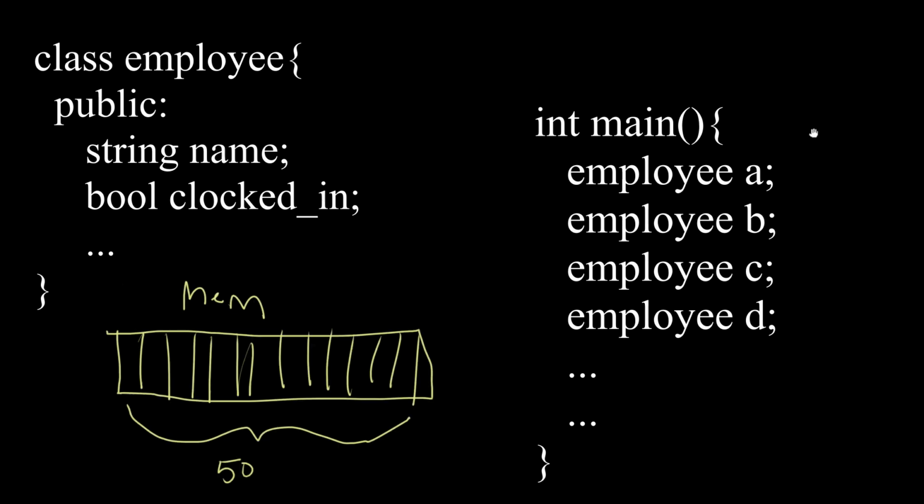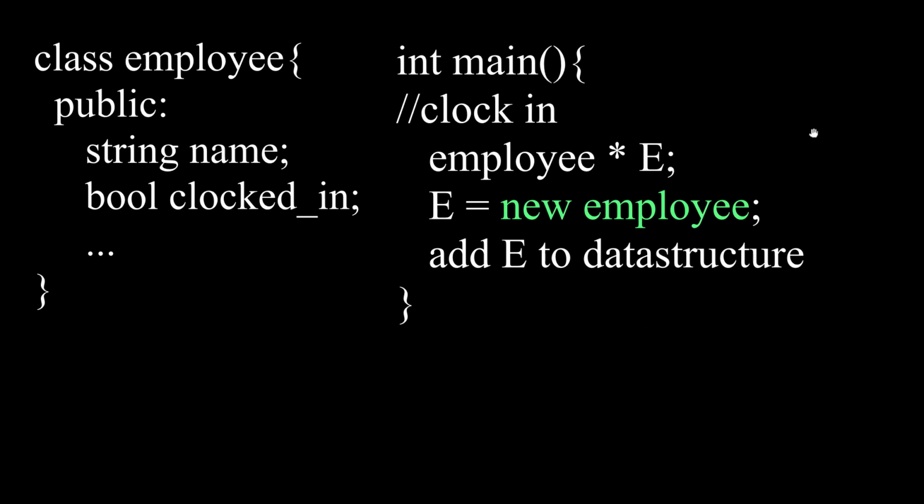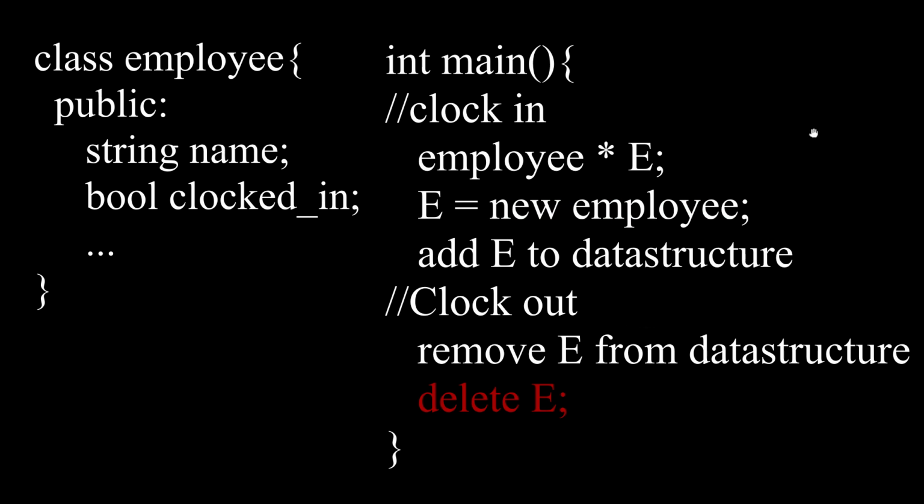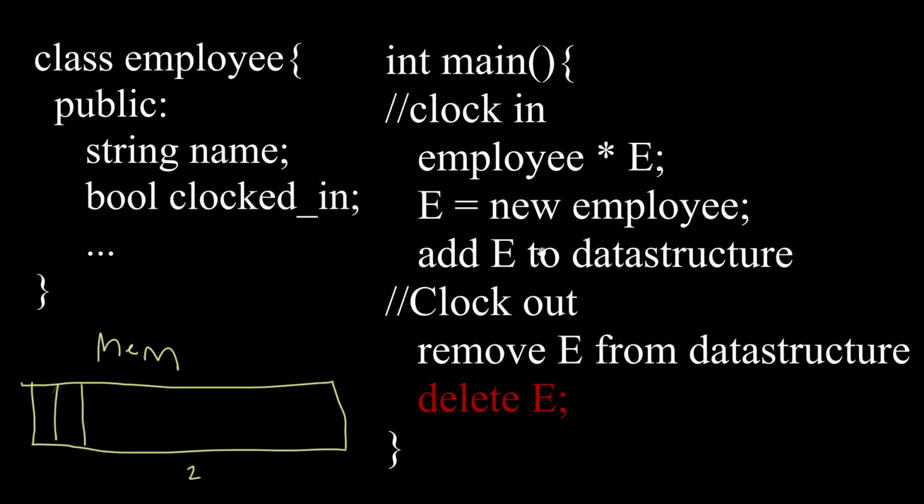Anyway, this is not a very efficient way to do this because you're wasting 50 slots of memory for all of those objects. Whereas in dynamic memory allocation, we can just say in our main function, okay, whenever somebody clocks in, I want you to create a new object. And then whenever they clock out, I want you to deallocate the memory associated with that object. So in this case, you're not wasting a whole 50 chunks of memory. You're just using as much as you need at a certain time. Perfect.